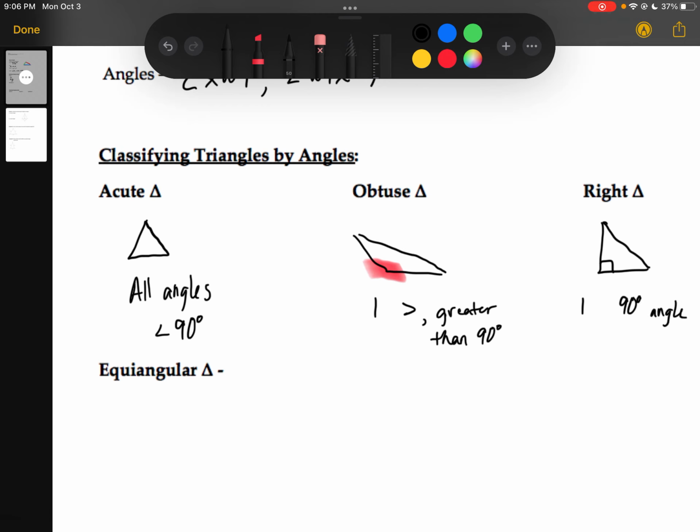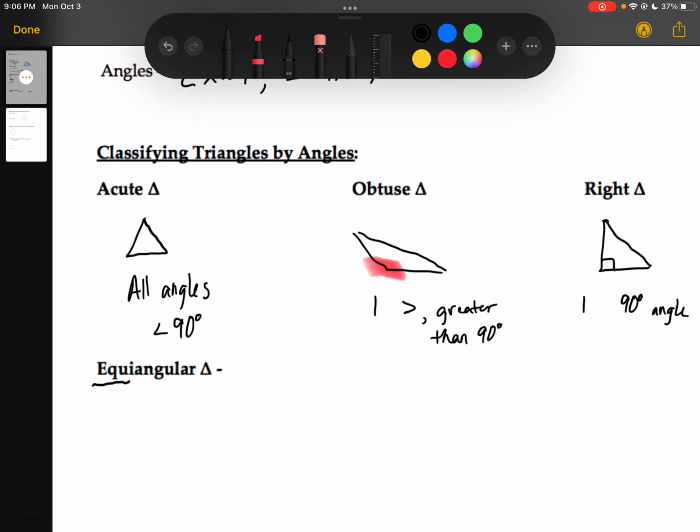So for these 3, we're just basically looking at the biggest angle for right and obtuse, and then for acute, the same thing, the biggest angle does have to be less than 90 degrees. So all 3 of those things together get us to a point where we can classify a triangle based off of its sides. The next one is equiangular, kind of tricky to say out loud. So it's kind of that equal part, so equi and then angle, angular, the 2 parts of it.